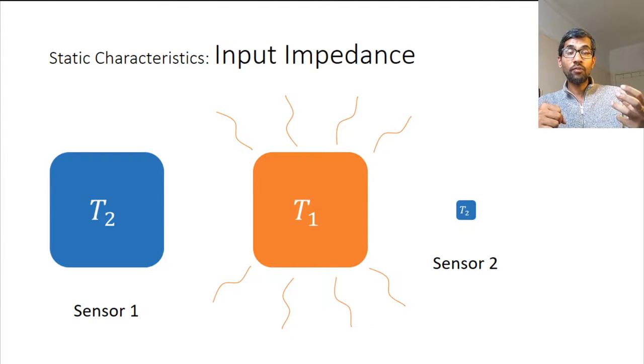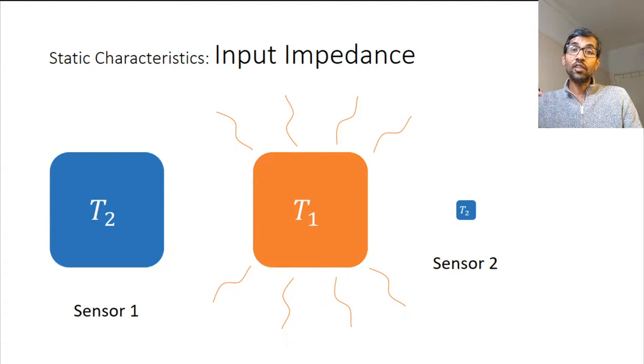And what sensor 1 would have done is it would have interfered with the temperature T1 to a very large extent. And therefore, we will not actually be measuring T1, but we will be measuring an average of the temperature of the object, which is T1, and the temperature of the sensor before it touched the object.